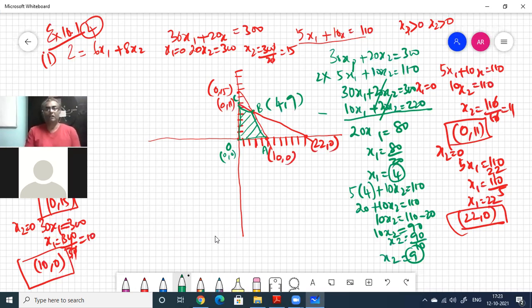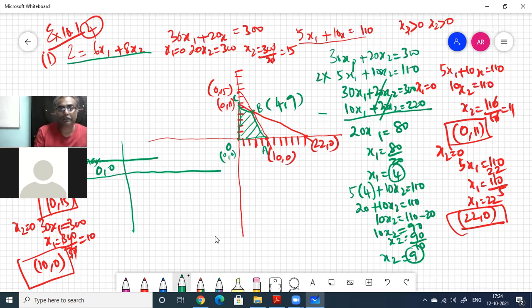Okay. So all the 4 points that you want, you have now got. You have to find Z max. What is the Z equation? Maximize Z equal to 6x1 plus 8x2. So first, Z at the point 0, 0.